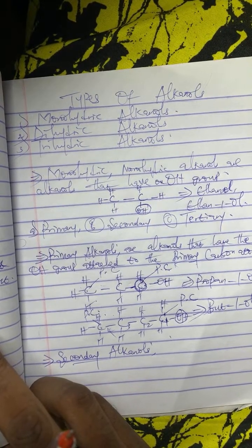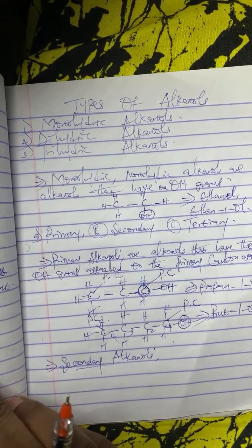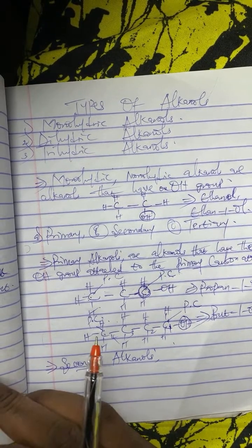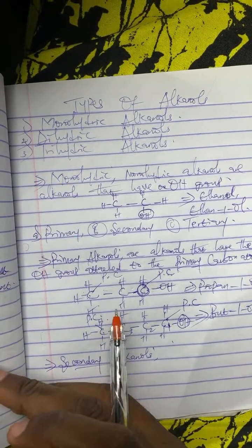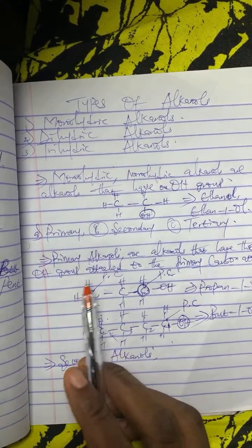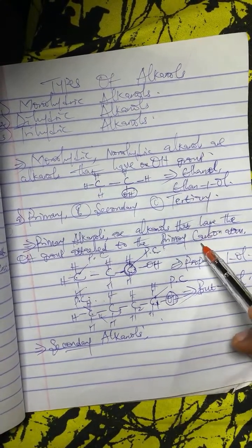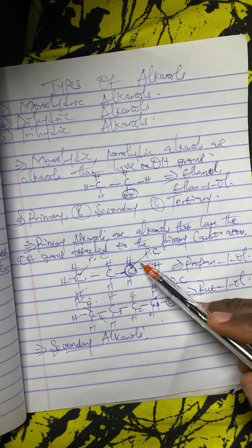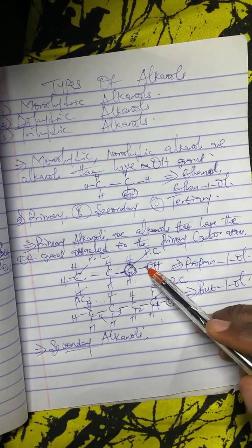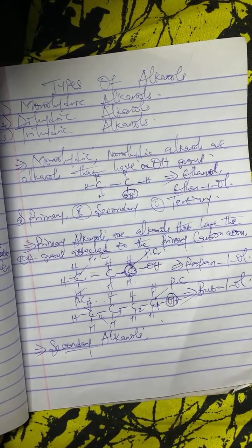That's monohydric. Now, before we move into dihydric, let's first of all finish up with monohydric. And under monohydric, we have primary alkanols, secondary and tertiary. I said that primary alkanols are alkanols that have the OH group attached to the primary carbon atom. And what is the primary carbon atom? A primary carbon atom is that carbon atom that has only one carbon atom bonded to it. Are we there now? When the OH group is attached to the primary carbon atom, that alcohol is a primary alcohol or alkanol.